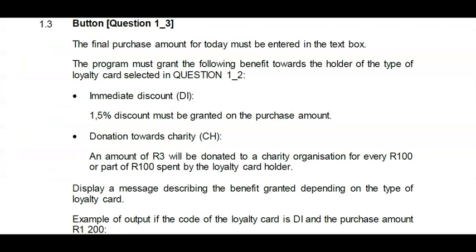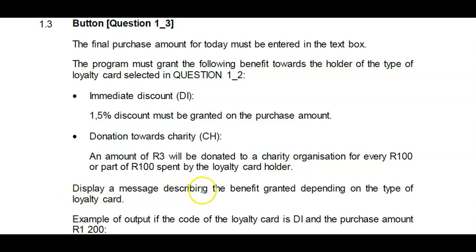In the next button we need to use that global variable to determine the discount. So if DI was stored in that variable, a 1.5% discount must be granted. If they clicked on the donation image, then a 3 Rand donation must be given to a charity for every 100 Rand, and very important, or part of 100 Rand spent. That means that if they spend 200 Rand, 6 Rand will be donated. But if they spend 201 Rand, 9 Rand will be donated.